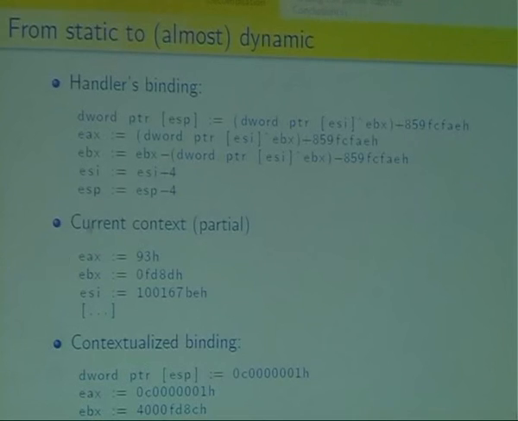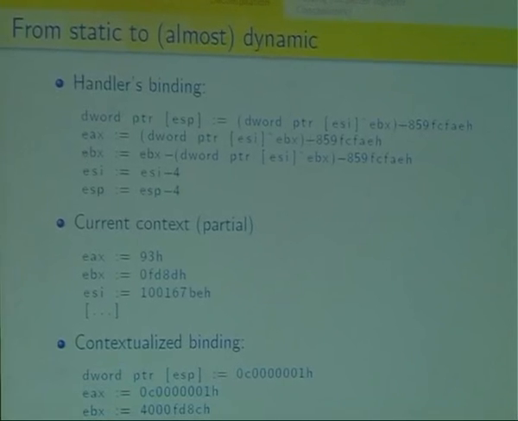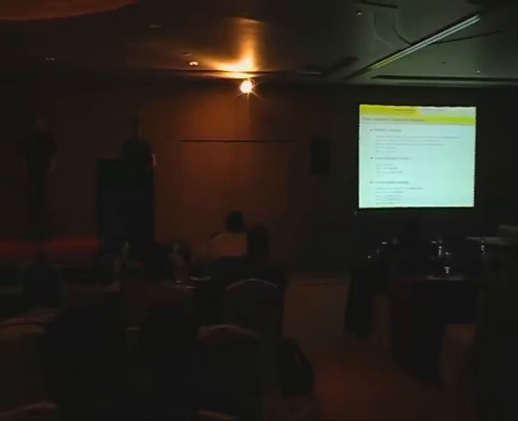Then we take the current context of the application. It's only a partial context here on the slide. So it's the context of the interpreter. And then we inject this context into the binding. And once the binding is solved, we have what we call the contextual binding. So it's all the effects of the operation in a concrete way.